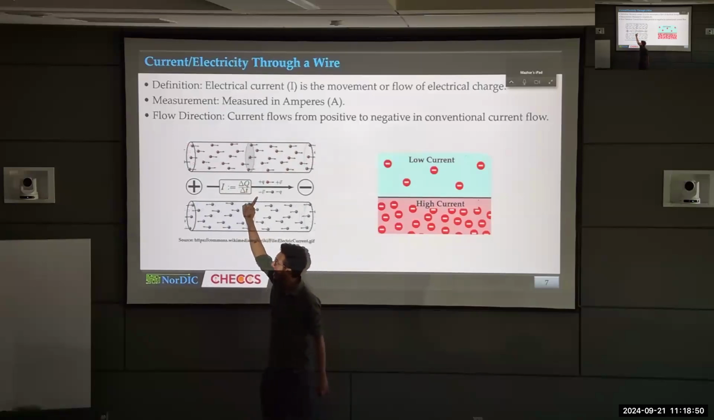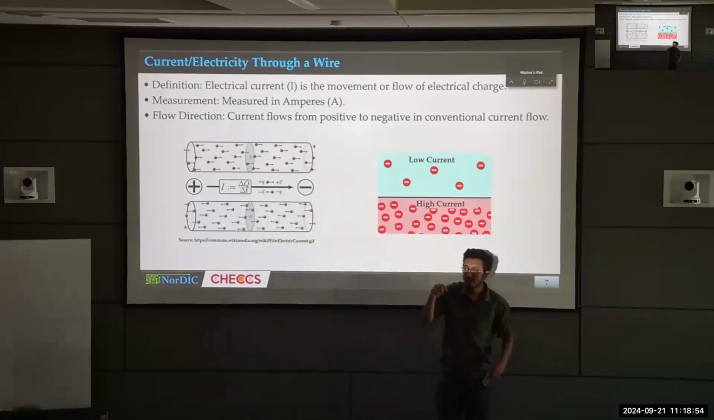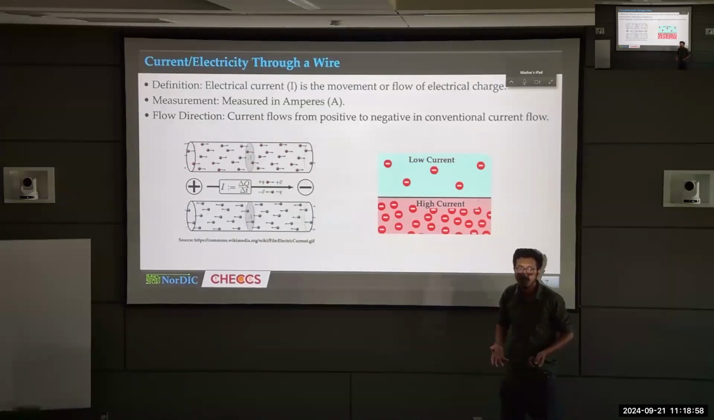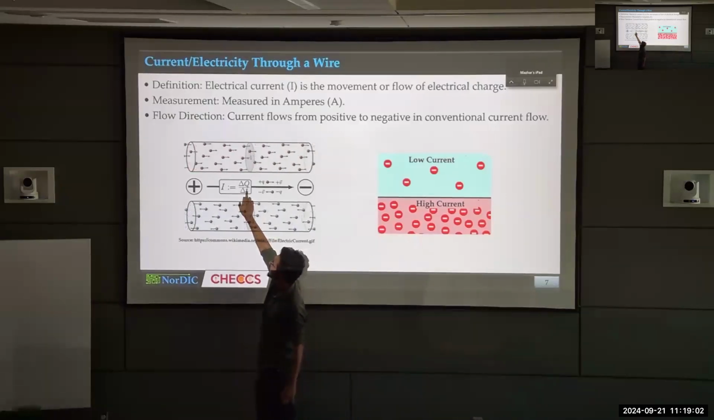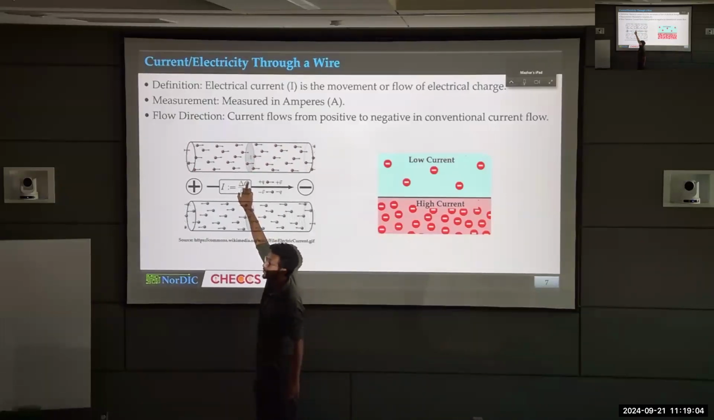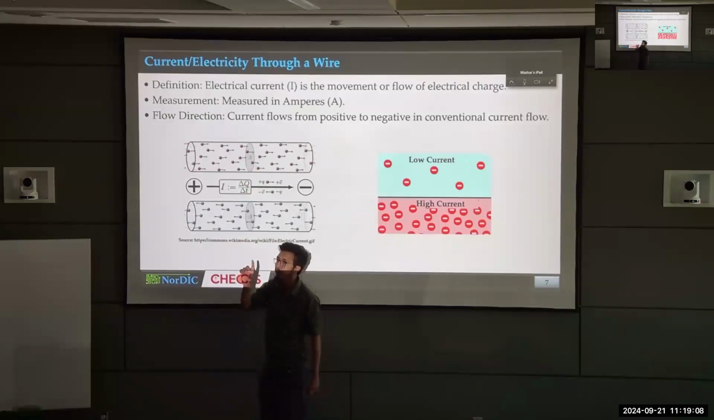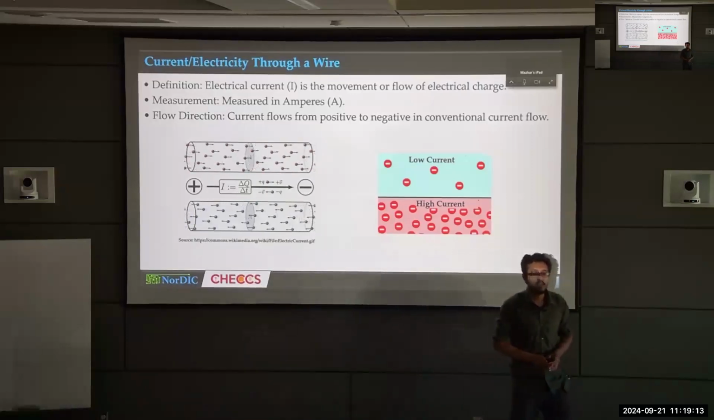And what is the unit of current? The unit of current is ampere. So if I ask you, what is 1 ampere of current? 1 ampere is when the amount of charge that passes through this plane is 1 coulomb per second. Then we call it 1 ampere. Do you have any question?